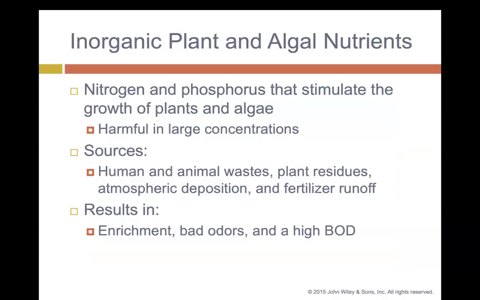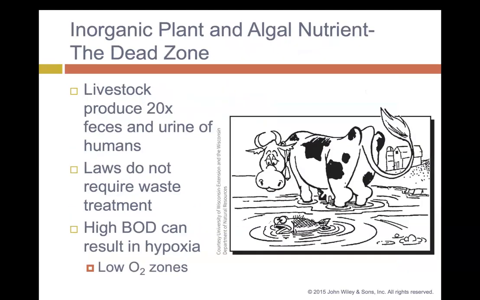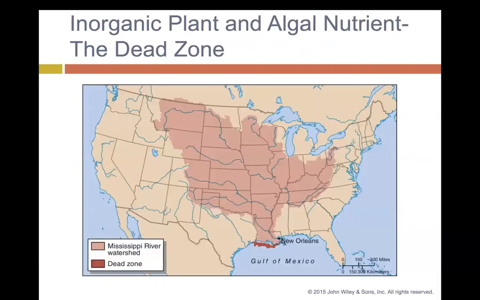Plant and algae nutrients come from nitrogen and phosphorus, from human and animal wastes, plant residues, fertilizer, and so forth. Inorganic plant and algae nutrients can create a dead zone. Livestock produce about 20 times more feces than the urine of humans. Laws do not require waste treatment, and high levels of this can result in hypoxia, where you have very low oxygen zones, and that will affect how organisms and animals live there. So we have the Mississippi watershed, with runoff coming from a lot of the Great Plains and farmland.